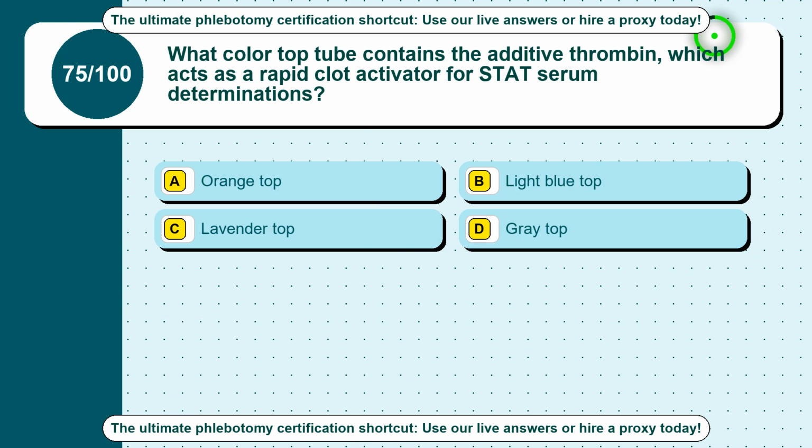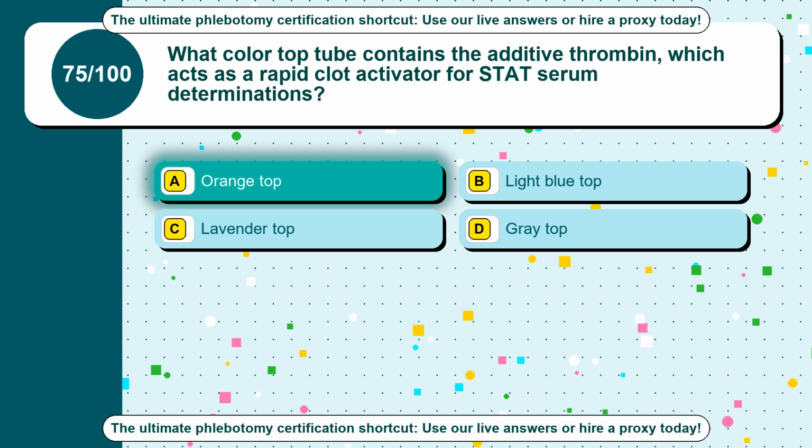Question 75. What color top tube contains the additive thrombin, which acts as a rapid clot activator for stat serum determinations? Option A, orange top. Option B, light blue top. Option C, lavender top. Option D, gray top. The correct answer is option A, orange top.